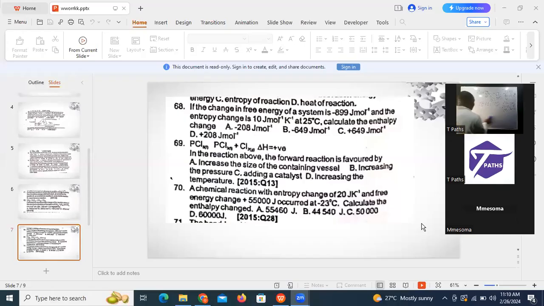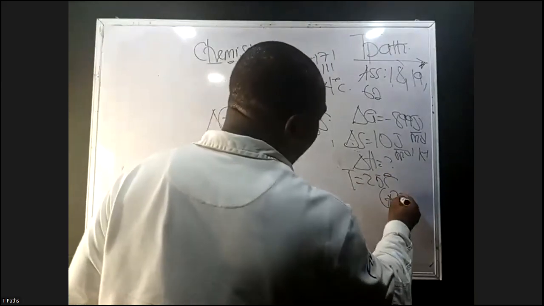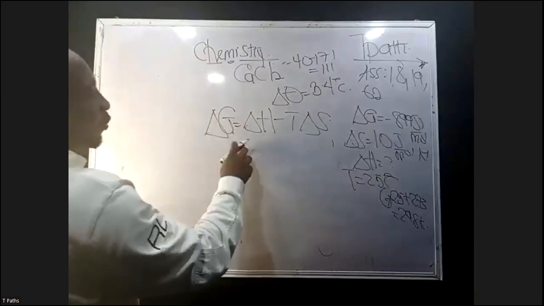The temperature given to you there is 25 degrees Celsius. So T is what? 25 degrees Celsius. Convert to Kelvin. 25 plus 273 is 298 Kelvin. So when you convert from Celsius to Kelvin, you add 273. So therefore, I can solve from here.